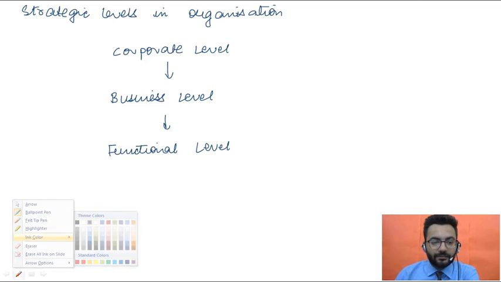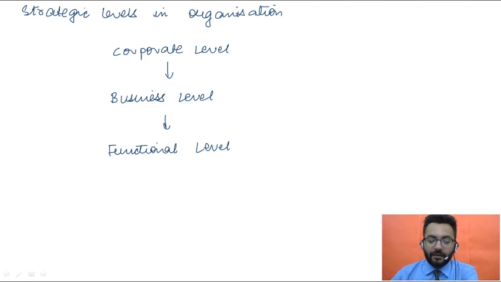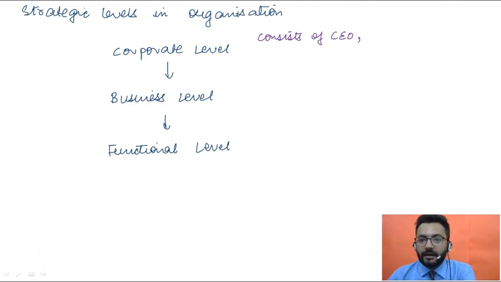Now, let's move on to corporate level. If I talk about corporate level, it consists of the CEO, Chief Executive Officer, the person who is falling over there, and the definition of KMP, Section 2, Subsection 51.